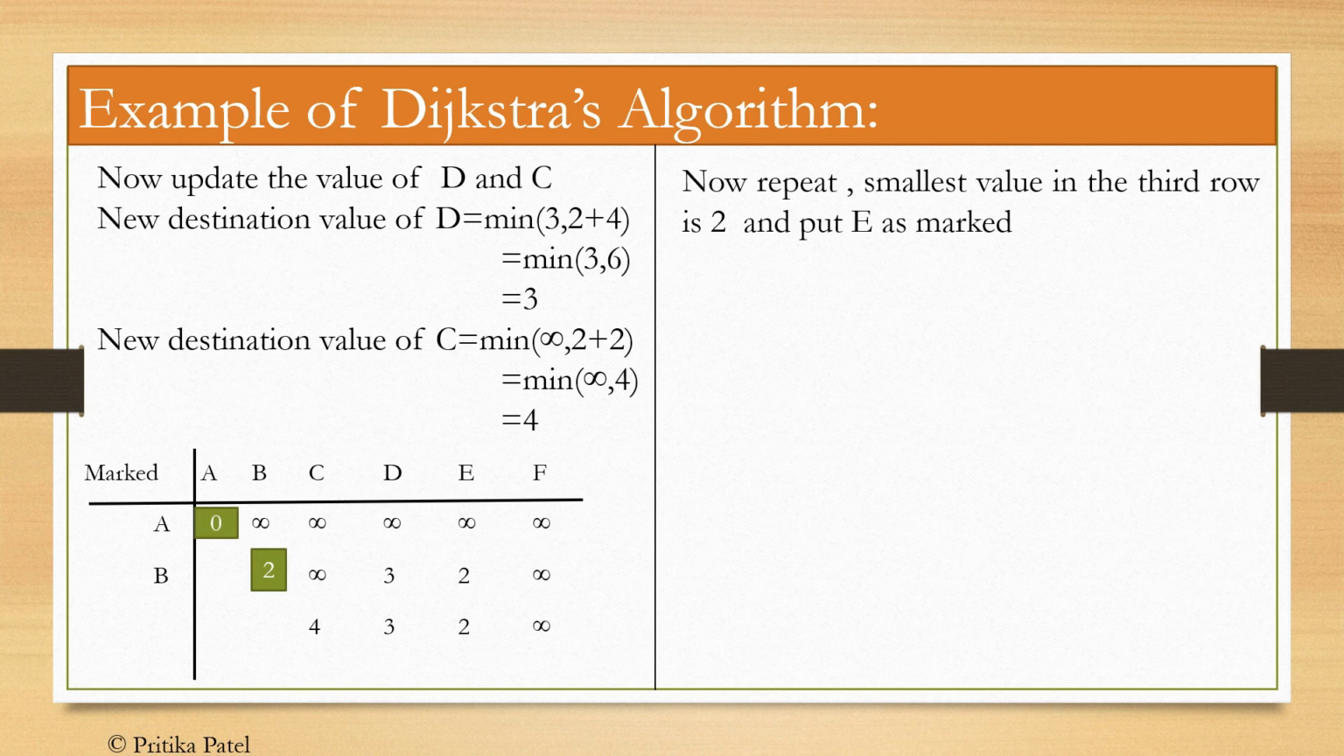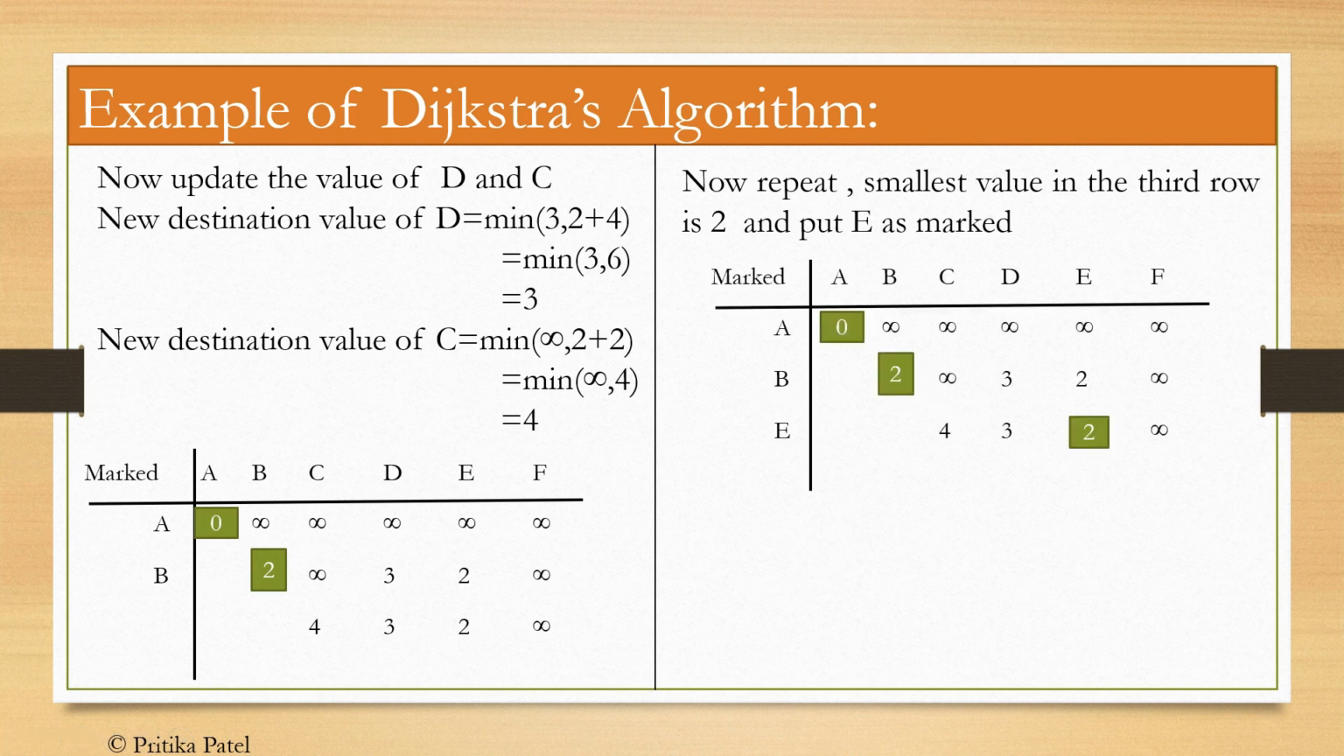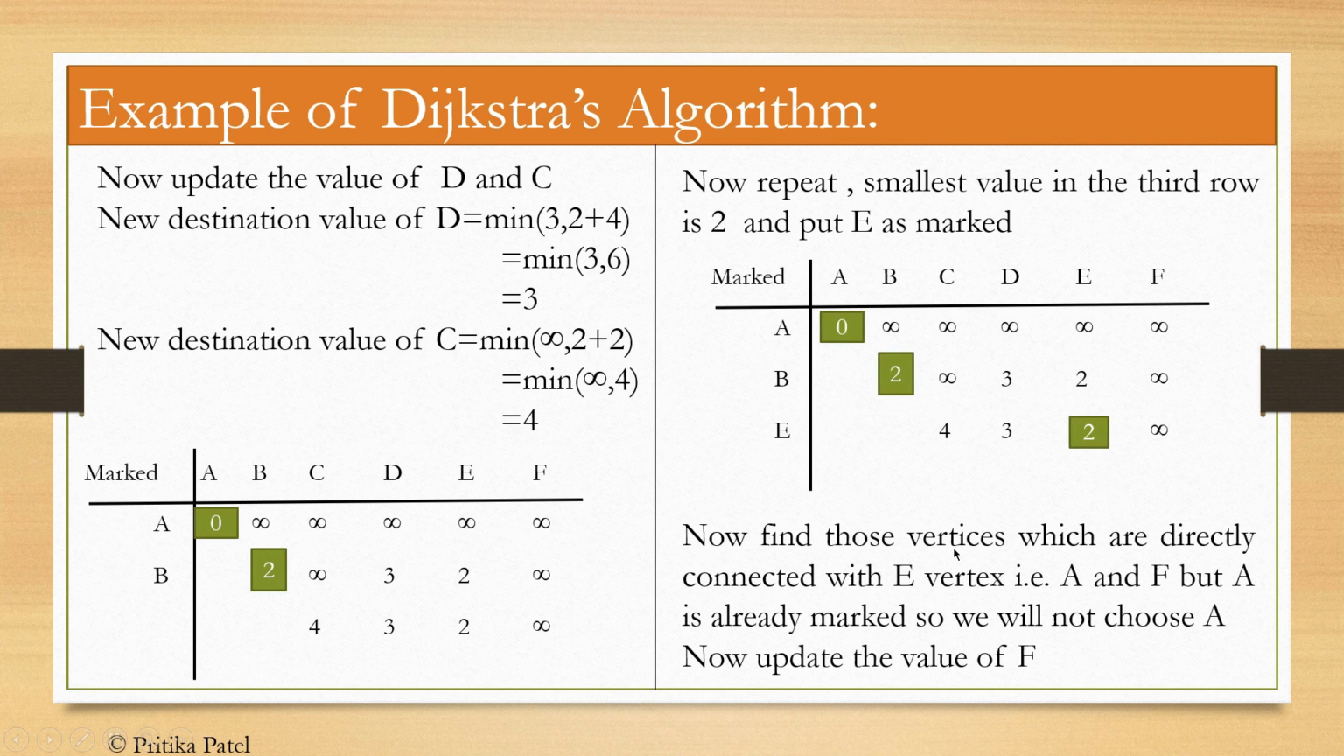Now repeat: the smallest value in the third row is 2. This is the third row, and from this third row the smallest value is 2. So we have to mark this 2 and put E as the mark vertex. Now find those vertices which are directly connected with vertex E, that is A and F. You can see these directly connected vertices in the graph.